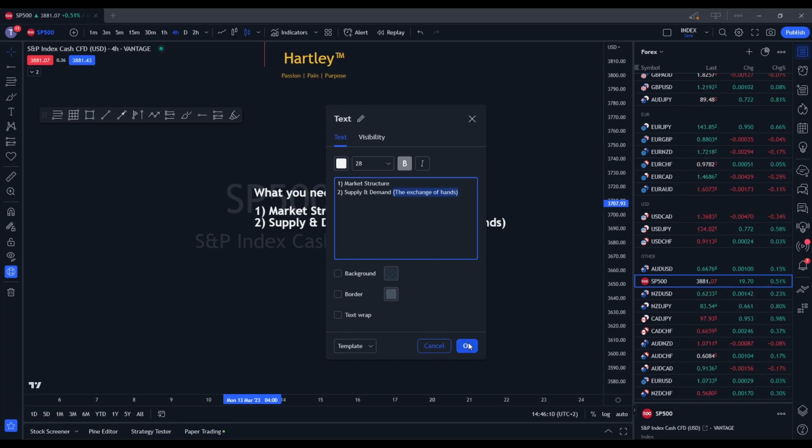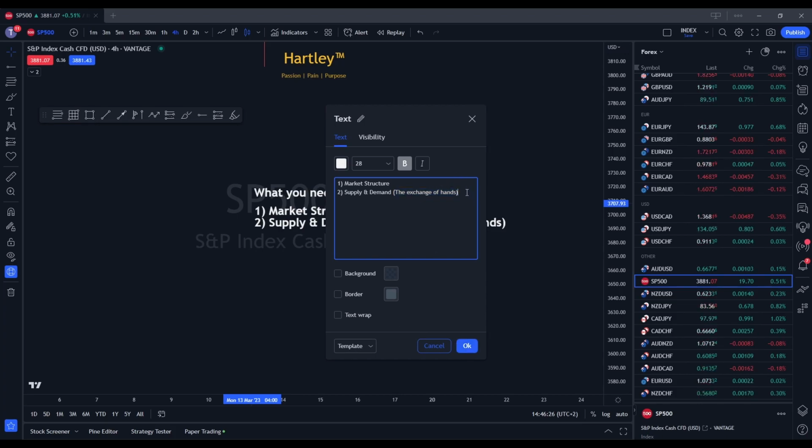So simply put, if I'm trying to buy the market and someone's trying to sell, I will literally buy into his sell and he will take my position from me because I'm on the wrong side of the market. So the hands are exchanging, right?